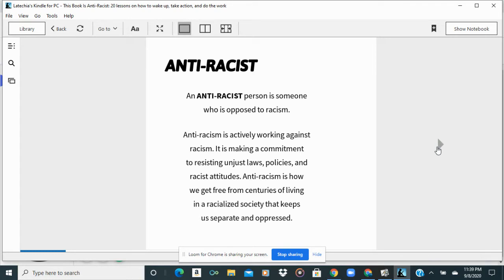Anti-racist. An anti-racist person is someone who is opposed to racism. Anti-racism is actively working against racism. It is making a commitment to resisting unjust laws, policies, and racist attitudes. Anti-racism is how we get free from centuries of living in a racialized society that keeps us separate and oppressed.